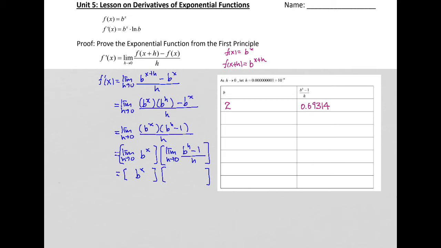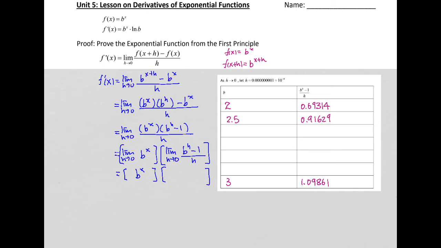On the calculator I see 1.09861. The reason I put these at the bottom of the table is that 0.69 is below 1, and 1.09 is above 1. That means there must be a value in between. I'm trying to find out what b value will make this fraction become 1. So the next number I'm going to try will be in between 2 and 3, so I'm going to choose 2.5.